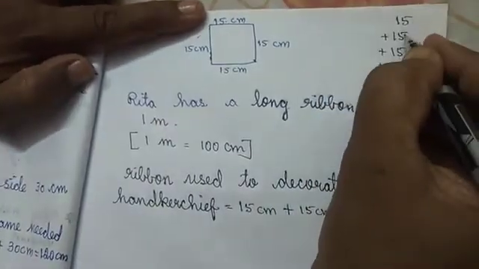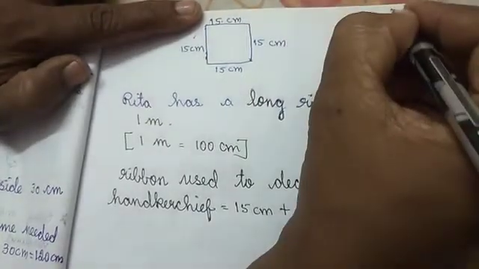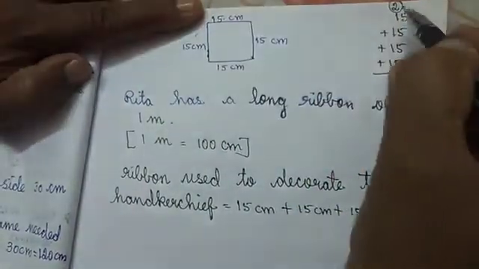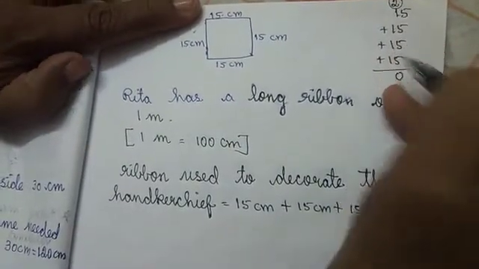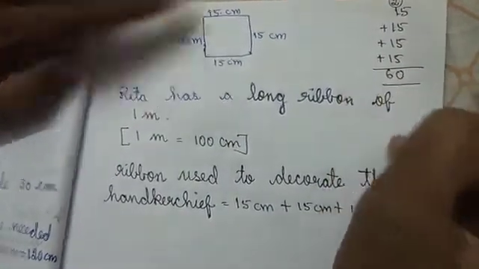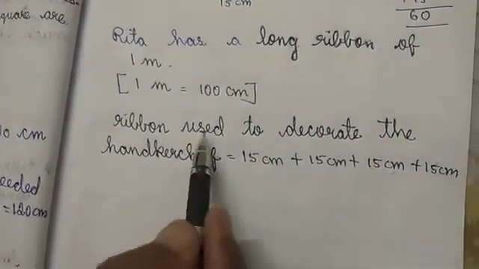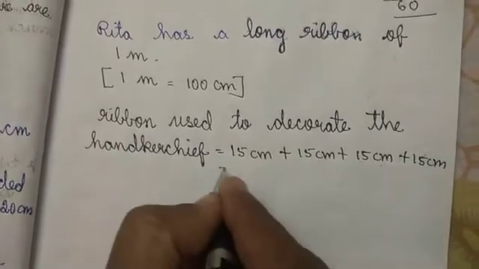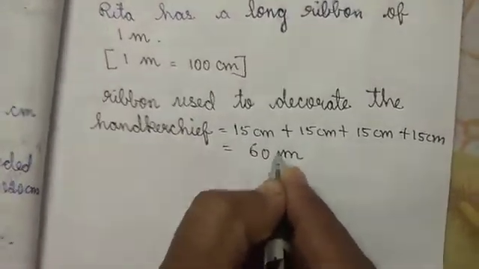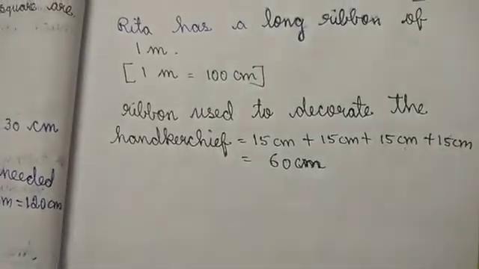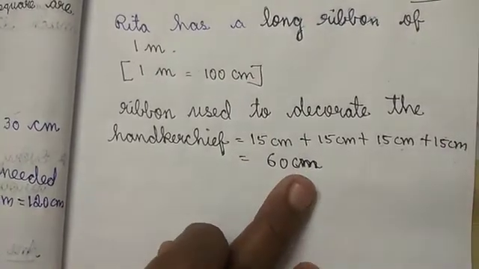Yes. 5 plus 5, 10. 10 plus 5, 15. 15 plus 5, 20. Carry over 2. 2 plus 1, 3. 3 plus 1, 4. 4 plus 1, 5. 5 plus 1, 6. So, total the length used to decorate a handkerchief is how much need? 60 centimeter. 60 centimeter. Okay, children. Only 60 centimeter is needed to decorate the handkerchief.